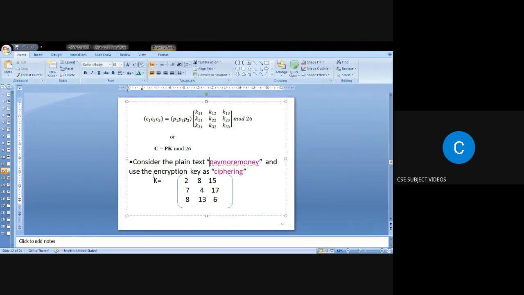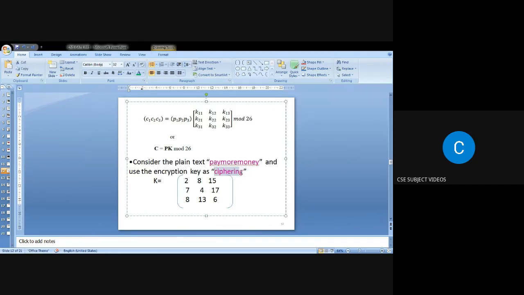So now you're going to use the encryption key, that is the key "ciphering". I'm going to take the M value to be 3. That is, I'm going to encrypt 3 letters at a time. So I have to take a 3 cross 3 matrix. Is it clear? The K value should be a 3 cross 3 matrix. So here "ciphering" is given.